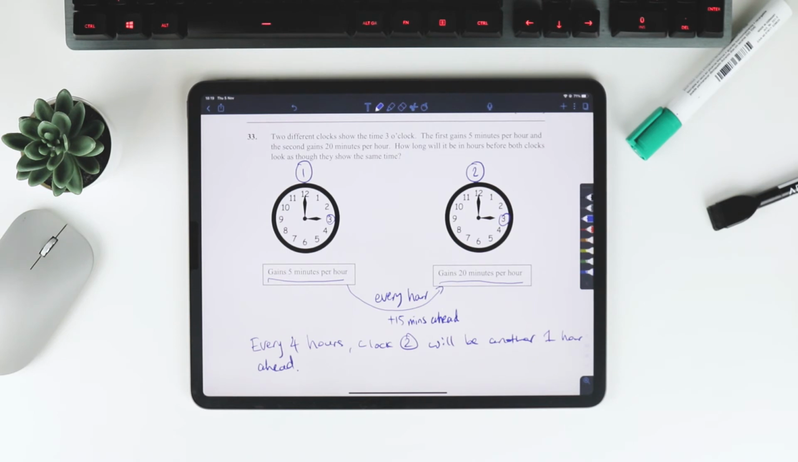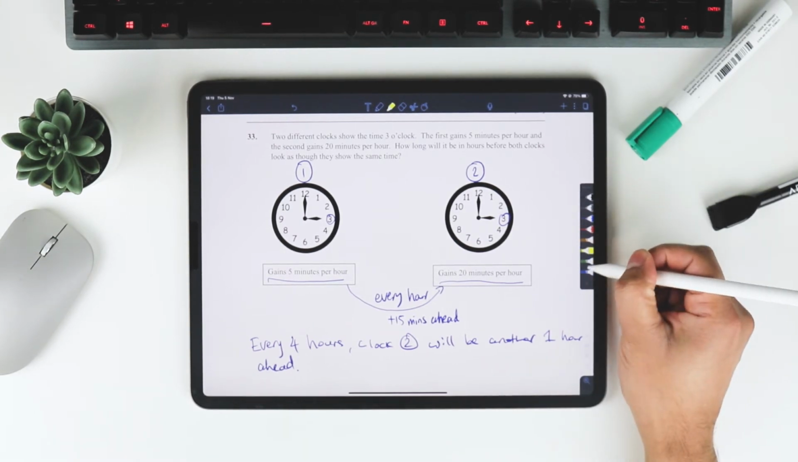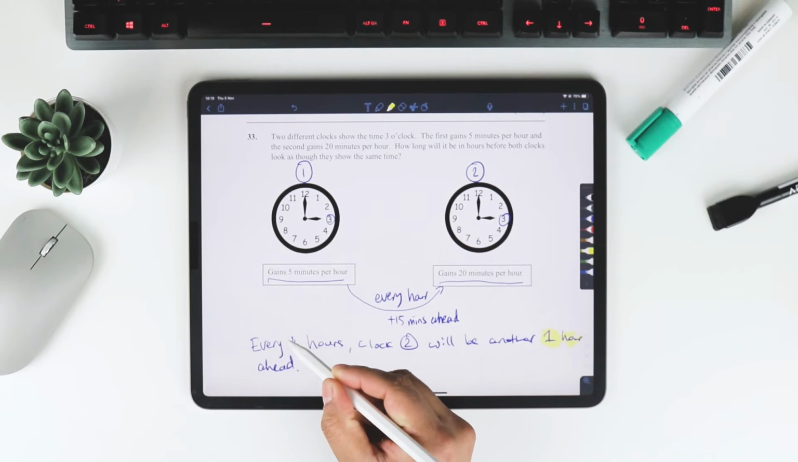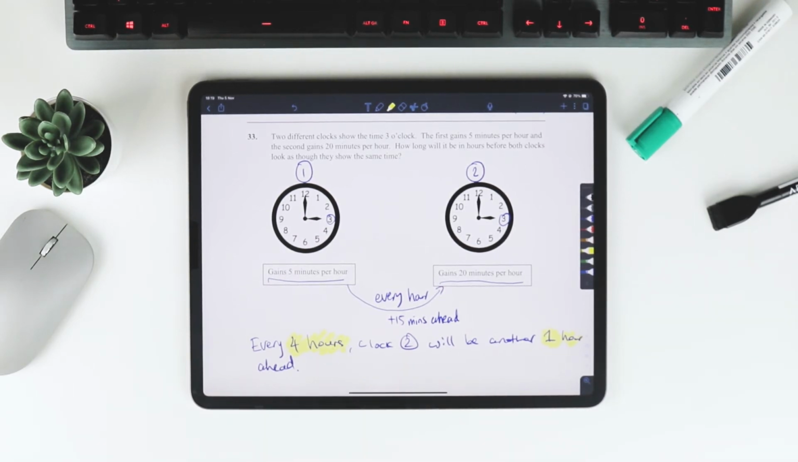And so, having thought about that, we have to think about when will they have the same time. If it's always 15 minutes ahead every hour, then the only time they can get together is about 12 hours, when they have about 12 hours difference. Because if they have a 12-hour difference, that must mean that they're back at the same time on a clock face, but one clock is 12 hours ahead in terms of AM PM. But that doesn't really matter here because it's a 12-hour clock.